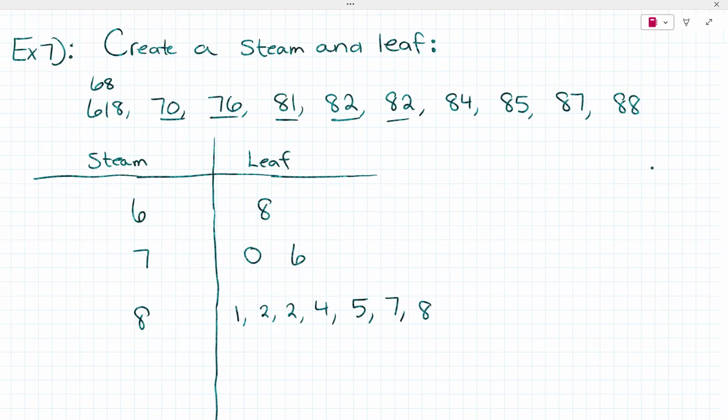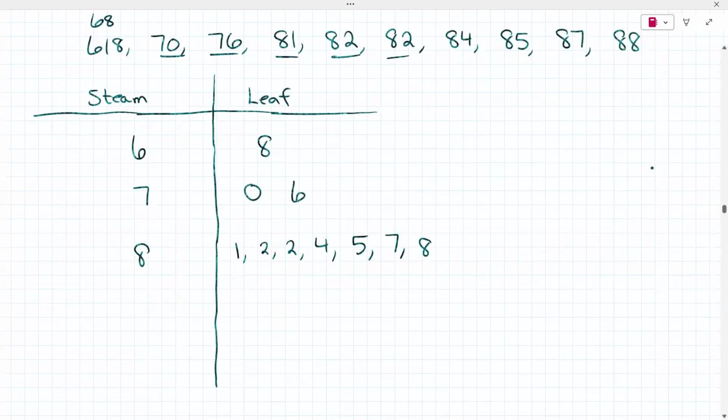That's pretty much how you make a stem and leaf. I don't think there's any commas. So ignore the commas. Just put the numbers.